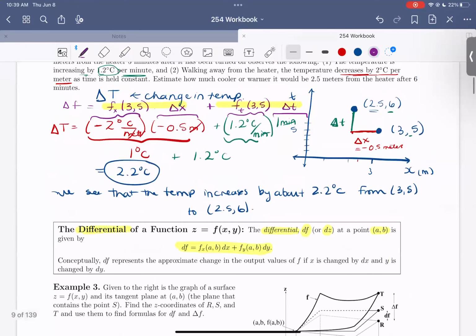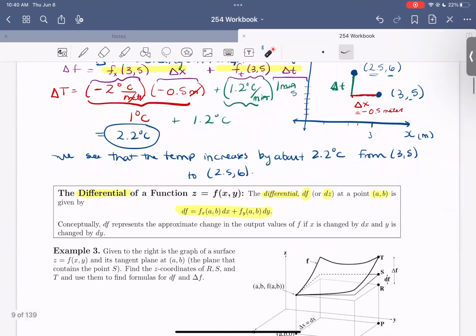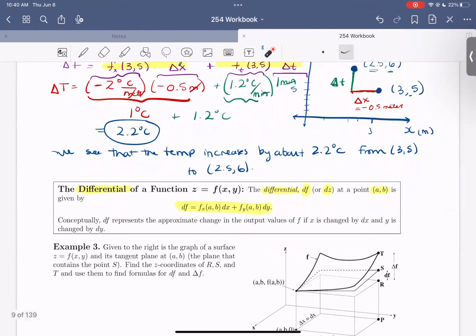So graphically, going back to our example, we saw the change of temperature of the situation from the point (3, 5) to the point (2.5, 6). And that is called the differential of a function. In the next example, we're going to see how to compute a differential for another situation.